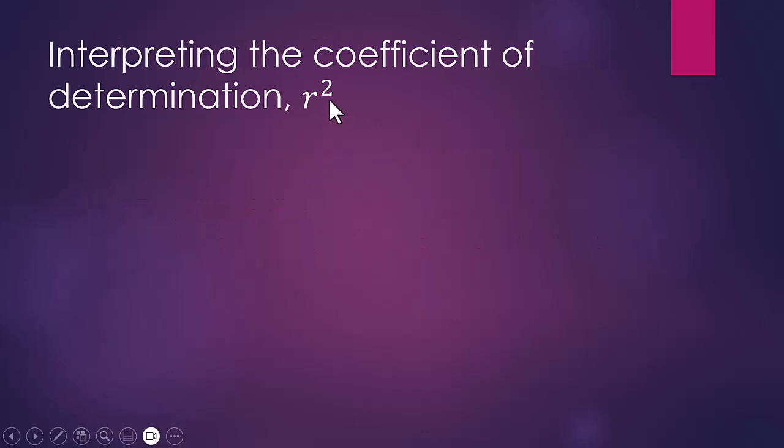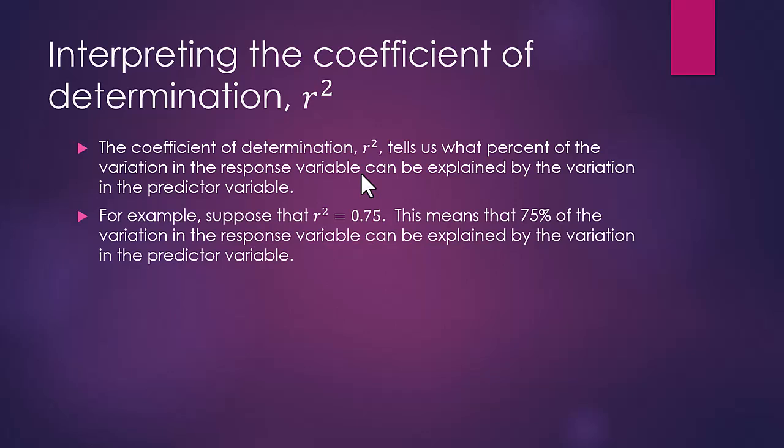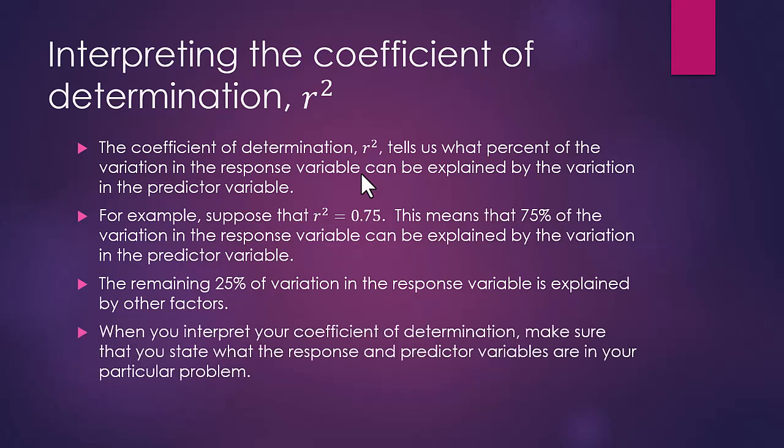Interpreting the coefficient of determination. The coefficient of determination, r squared, tells us what percent of the variation in the response variable can be explained by the variation in the predictor variable. For example, suppose that we find our coefficient of determination, r squared, is 0.75. This means that 75% of the variation in the response variable can be explained by the variation in the predictor variable. The remaining 25% of variation in the response variable is explained by other factors.